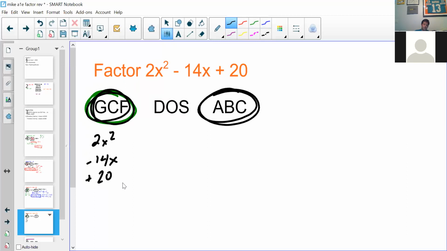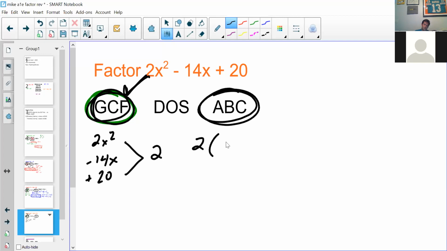When it comes to the coefficients, 2, 14, 20, all divisible by the number 2. So we can't pull out any variables, but we can definitely take out a factor of 2 from every single thing in the problem. So we do have ourselves a GCF. It's a good thing that we spend some time checking for it, and we know that it's 2.